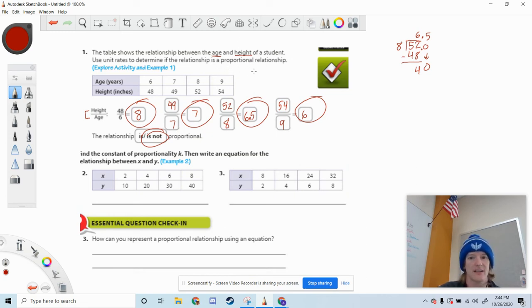It's not exactly the same height for every age. It just doesn't make sense. It doesn't work. Number 2, find the constant and then write an equation.